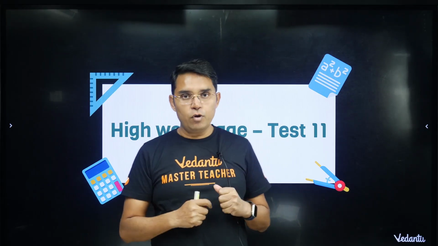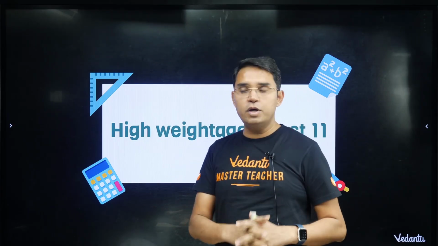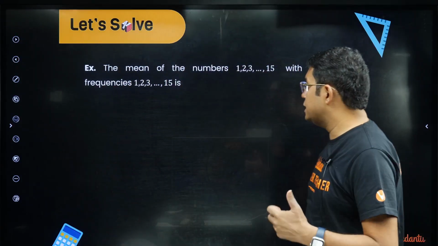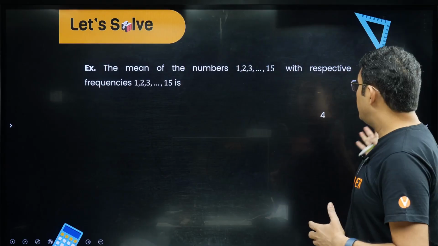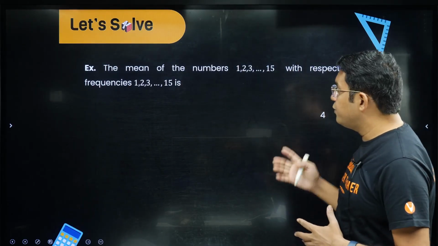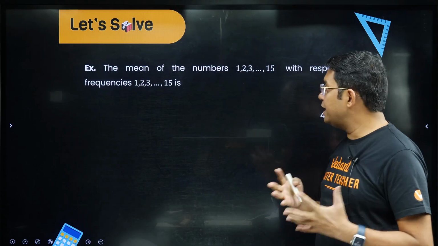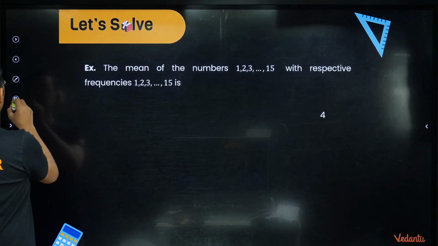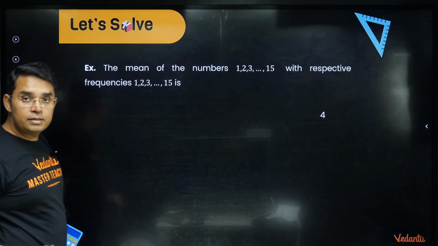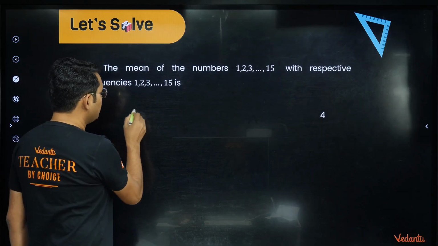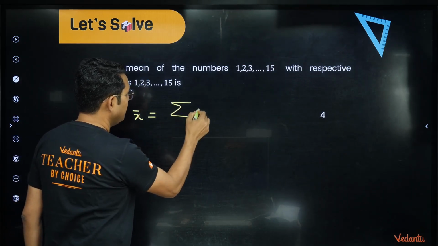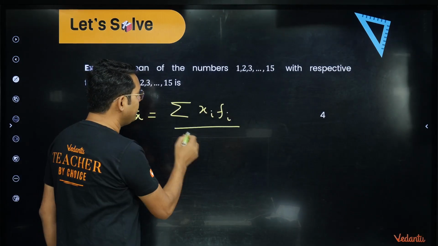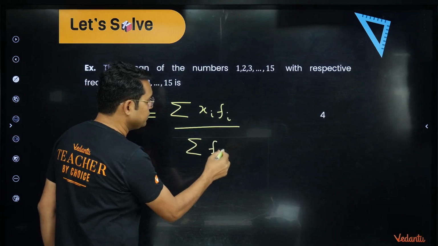Okay, so let's see what were the questions which most of the students could not do. So this is the first question. It says the mean of numbers 1, 2, 3 up to 15 with respective frequencies 1, 2, 3 up to 15 is. Okay, so dear student, as we know, if some data is given with some frequency, the mean has to be equal to summation of each data into its frequency divided by summation of frequency.